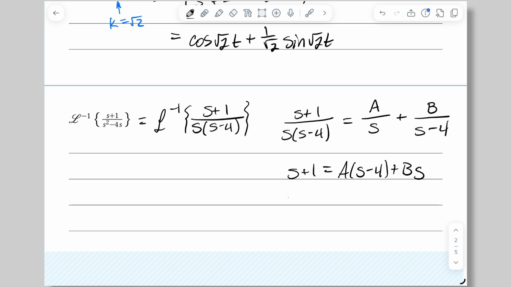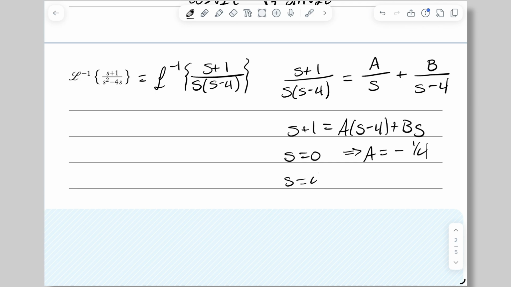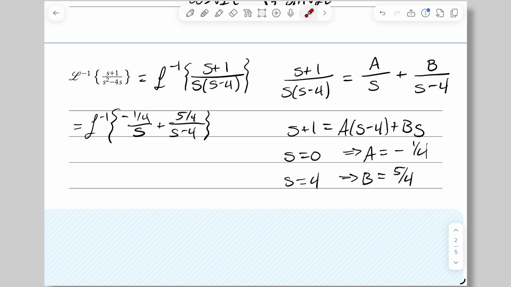We can zero out the B term by letting s equal 0, and we will get that A is equal to negative 1/4. We can likewise zero out the A term by making s equal to 4, and we will find that B is equal to 5/4. So our expression becomes the inverse Laplace transform of negative 1/4 over s plus 5/4 over s minus 4. I wouldn't submit this as a deliverable, like a final answer, 5/4 over s minus 4, but for partial fraction decomposition, I almost always do it that way.